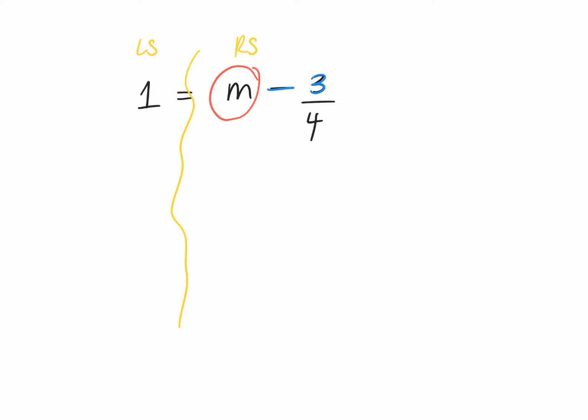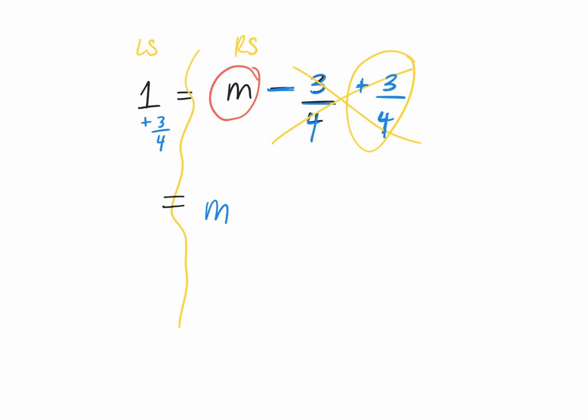Minus 3 over 4. What's the opposite of subtraction? Addition. Does everyone agree if I do negative 3 over 4 plus 3 over 4, that becomes 0? So I've gotten m by itself, right? But you can't just do something to one side of the equation and not do it to the other side. I added 3 over 4 to this side. What do I have to do to the left side of the equation? I have to add the 3 over 4.